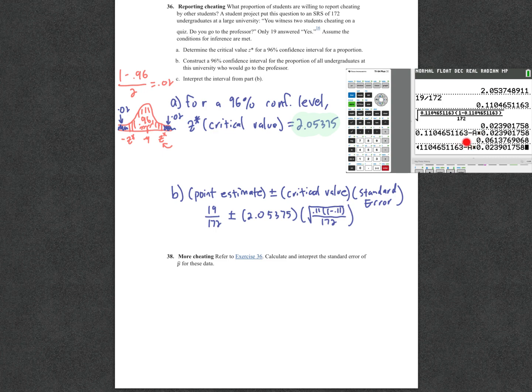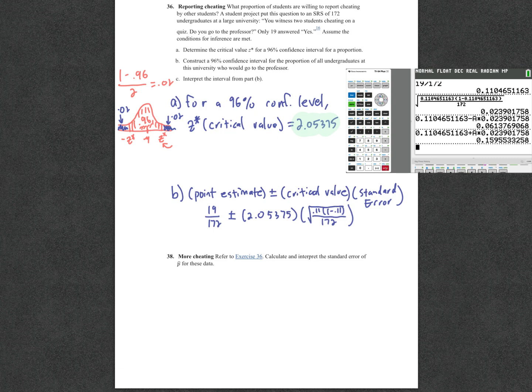It'll bring this down, and we'll just change this minus to a plus. I'm going to do that every time, I think that's the quickest way to do this. So change that to a plus, and that'll now be the right-hand side of our confidence interval. All right, so that's our confidence interval. It goes from 0.061, rounded to the thousandths, to 0.160.